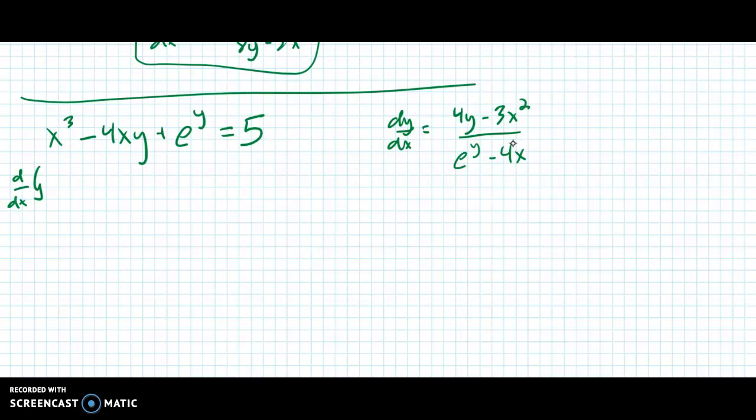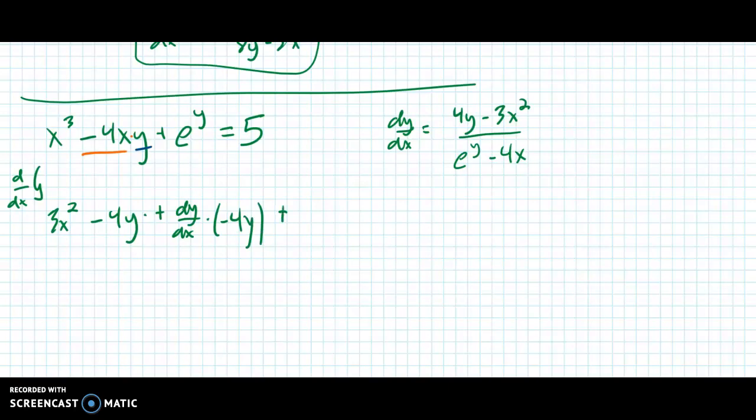That gives me 3x squared for the first term. Now that is the first times that is the second. So when I do my product rule for this second term, I get minus 4y. That's the derivative of the first, minus 4, times the second, y. And then I get plus dy/dx, that is the derivative of the second, times negative 4x.